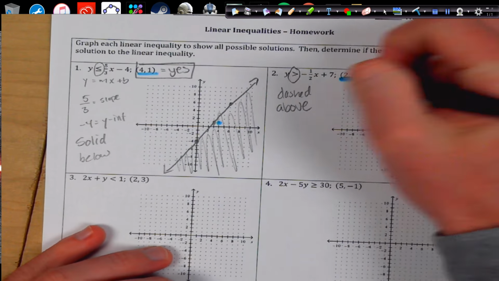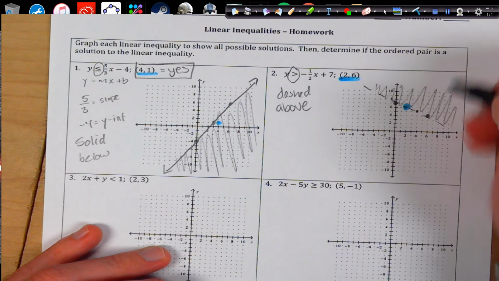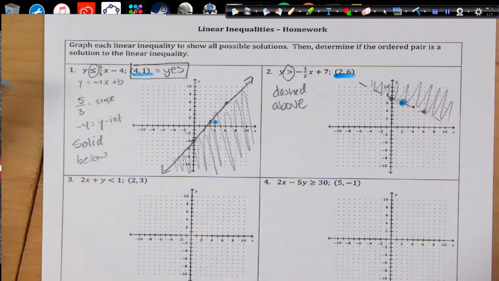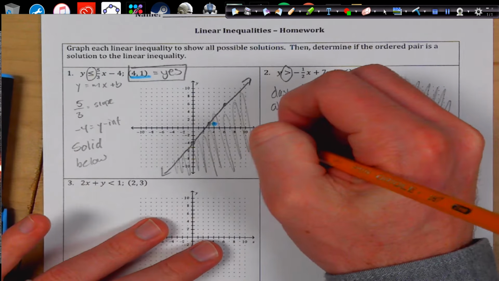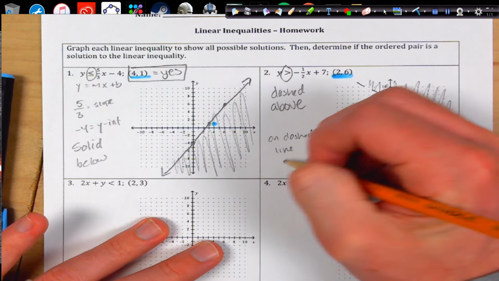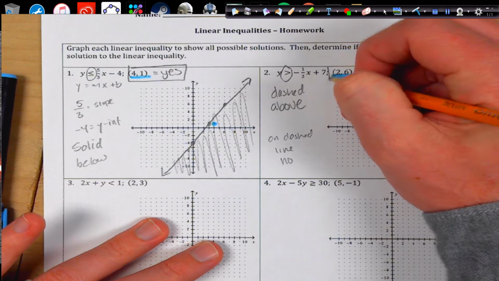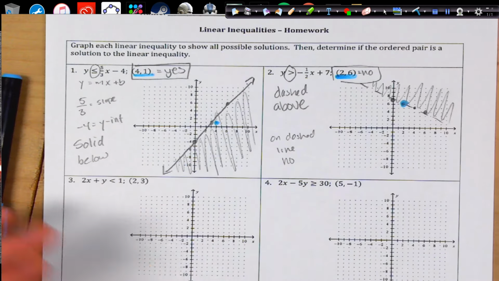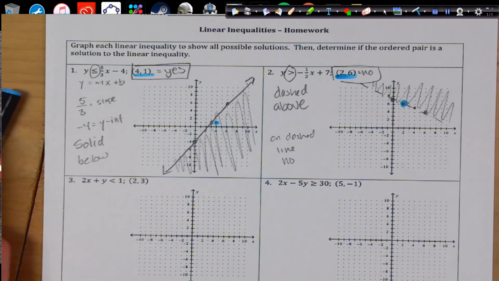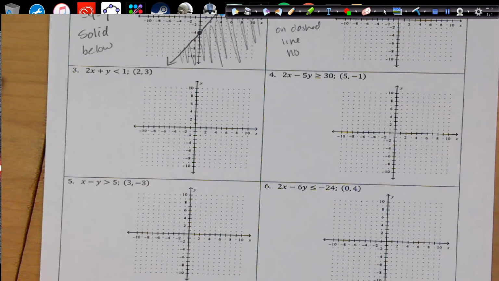And the point 2, 6. It's on the dashed line. So no, not a solution. So not a solution for this one. If it was on a solid line, then it would work, but this is not. Okay. Again, as I'm working through these, you can try them yourself and then check to see how you did against me.